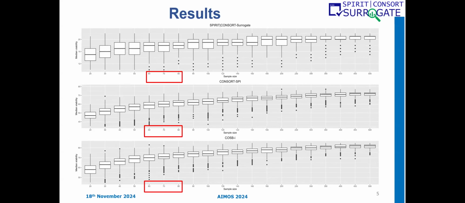To some of the results, here are the 3 datasets, and these are box plots showing the random subsamples on the x-axis, so samples from 20 to 500, and on the y-axis is the number of medians that were replicated with each subsample. So you can see as you increase the sample, the medians that were replicated increased, and at a sample size of 60 to 80 in all the 3 datasets, 80% of the medians had been replicated.